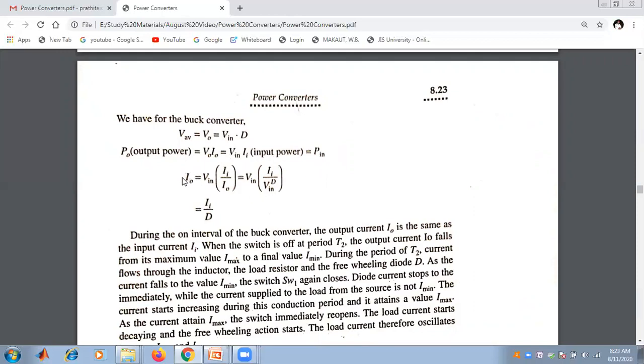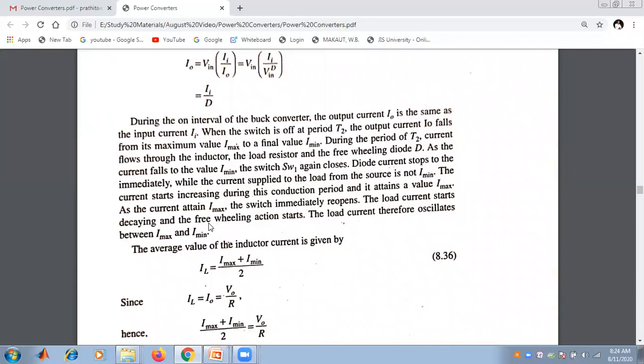So from that particular equation, we can calculate I0: V in into Ii by I0, that is, it will be Ii by V in D. That is, we can write that I0 equals Ii by D.